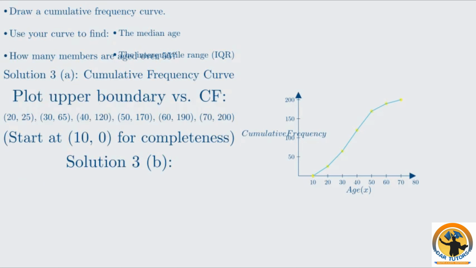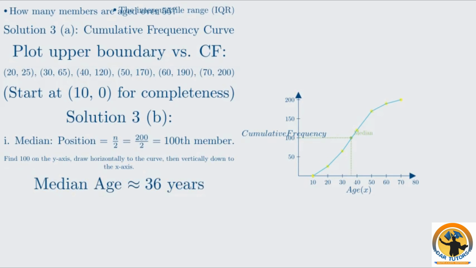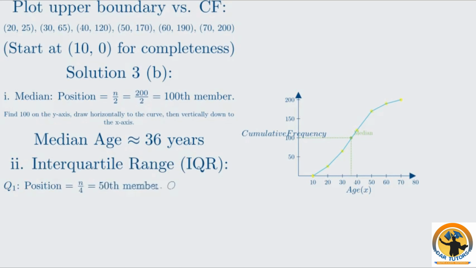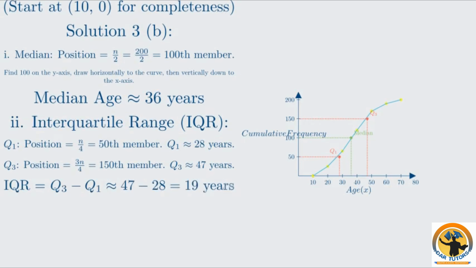For part B, we use the curve to find the median and IQR. There are 200 members, so the median is the 100th member. On our curve, we'd find 100 on the y-axis, go across to the curve, and then down to the x-axis to read the median age, which should be around 36 years. For the IQR, we need the positions of Q1 and Q3, which are 50 and 150.